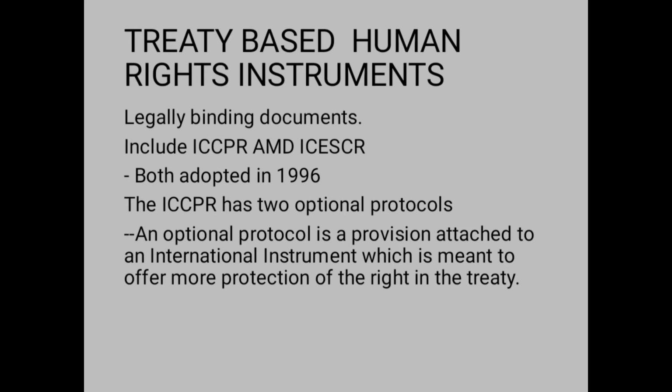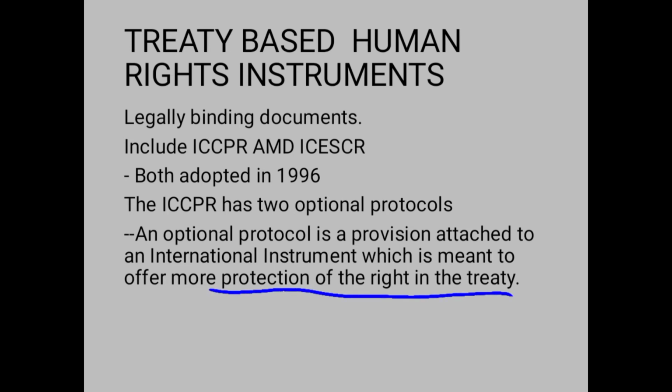Both the ICCPR and the ICESCR were adopted in 1966. So now, the ICCPR has got optional protocols. Now, what are optional protocols? An optional protocol is simply a provision attached to an international instrument, which is meant to offer more protection of the rights in the treaty. Look at this. Meant to offer more protection of the rights in the treaty.